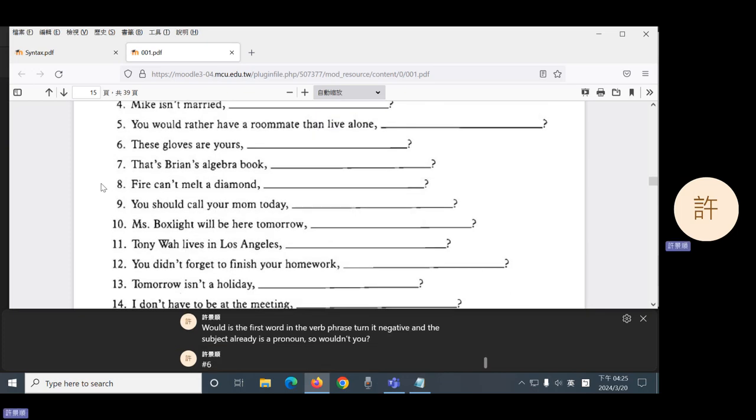Number six. Very close. Are is correct, but it should be negative. Turn it from positive to negative. And then the subject is gloves. So the pronoun here should be they. Aren't they? Okay, good. Number seven, you want to try again? The verb is a be verb here.